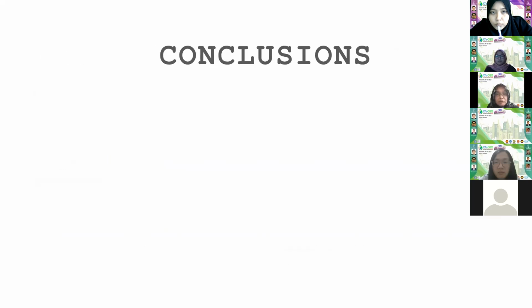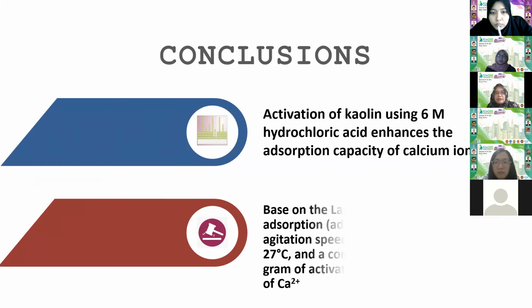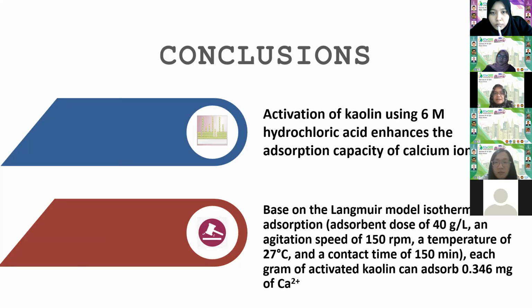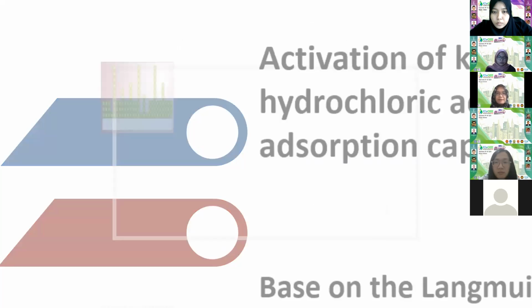So for the conclusions, activation of kaolin using 6 molar hydrochloric acid enhances the absorption capacity of calcium ions. And based on the Langmuir isotherm model, each gram of activated kaolin can absorb 0.346 milligram of calcium ions.